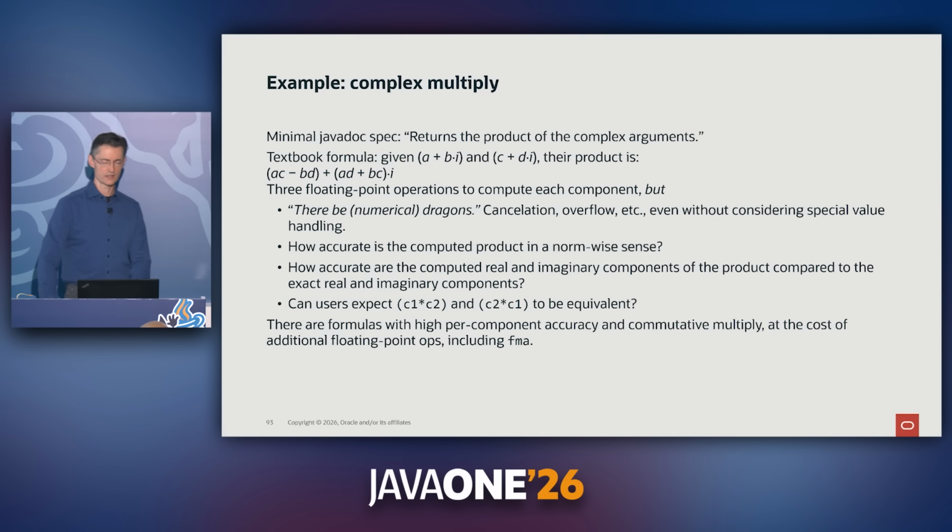So here's one quick example. Let's say we want to look at the specification for complex multiply. So the textbook formula, you give an a plus bi and c plus di, and you can see what the product is.